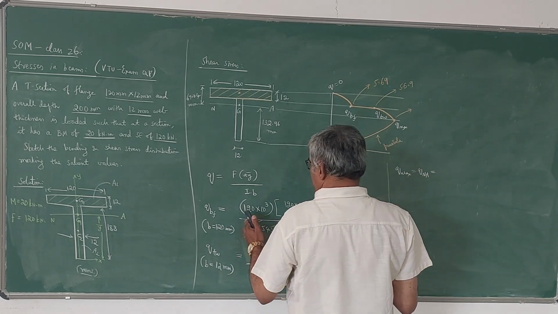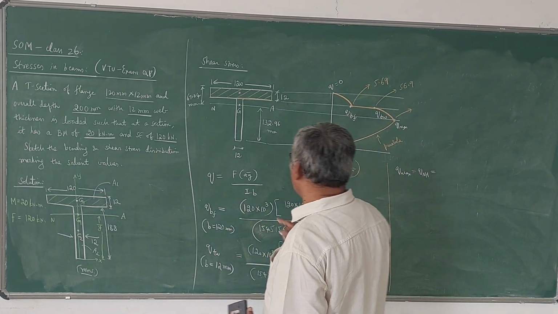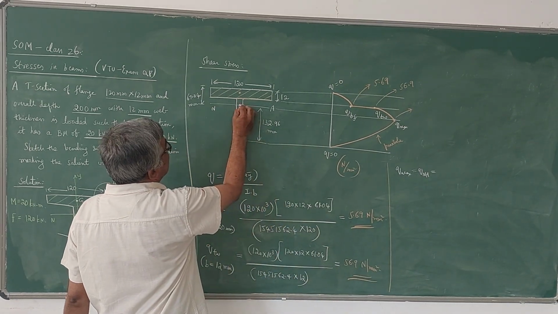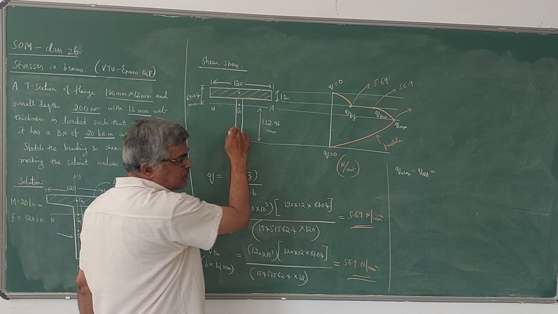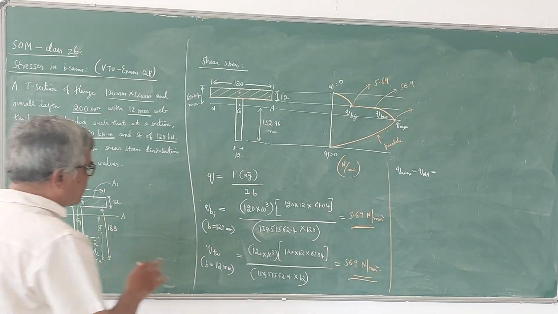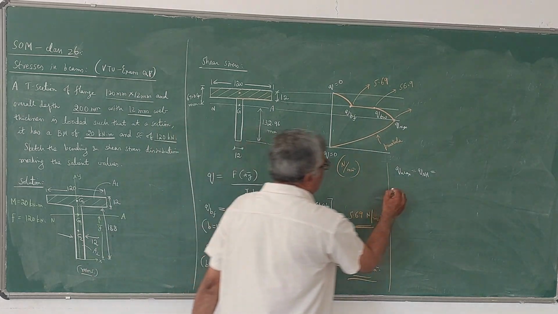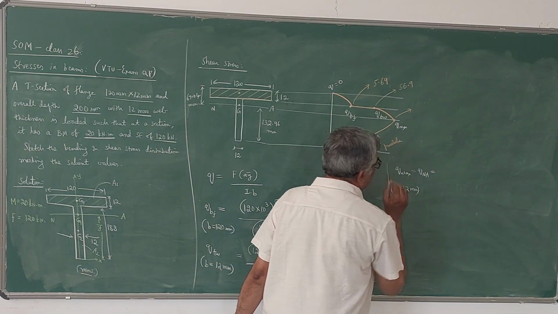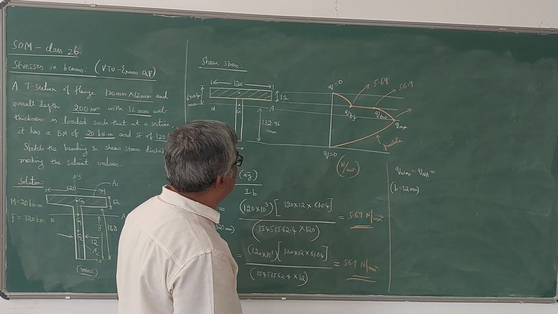Same formula. But here A into Y bar will change. So, neutral axis is here. Here at this level B value is 12 only because the neutral axis lies in the web. So B value is width of web only. So B we have to take 12 mm. But A into Y bar is important here. So what is A into Y bar?